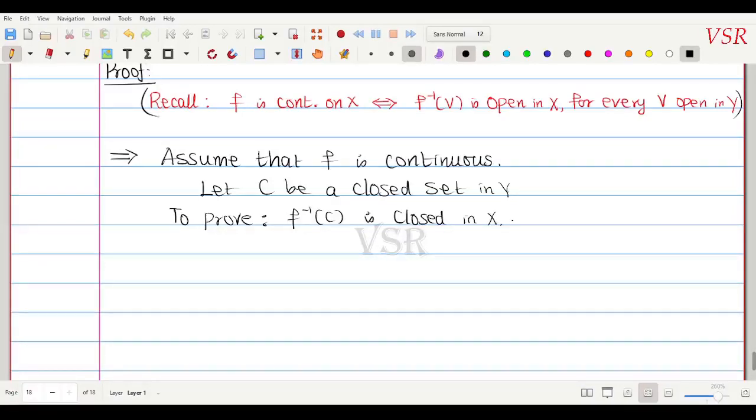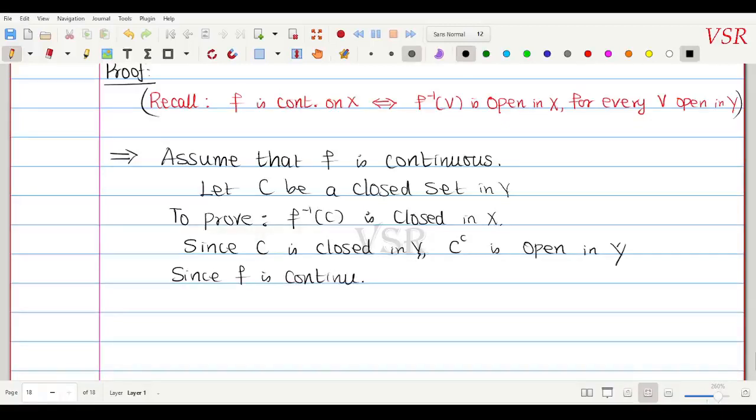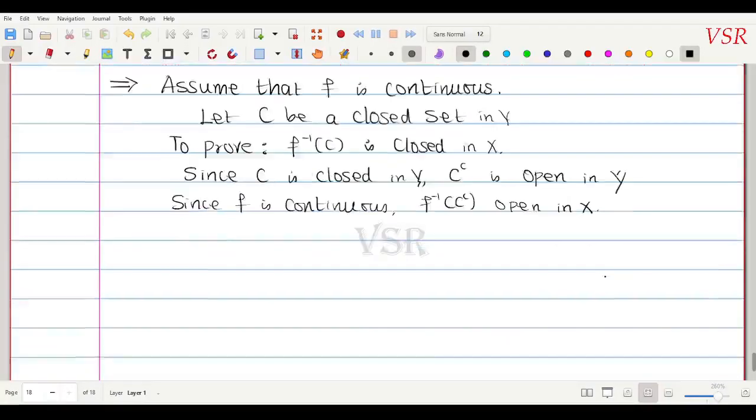Since C is closed in capital Y, we have that C complement is open in capital Y. Since f is continuous, we have f inverse of C complement, which is open in capital X.